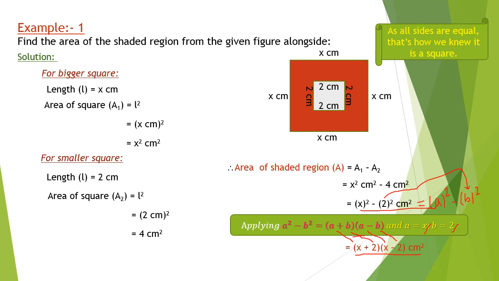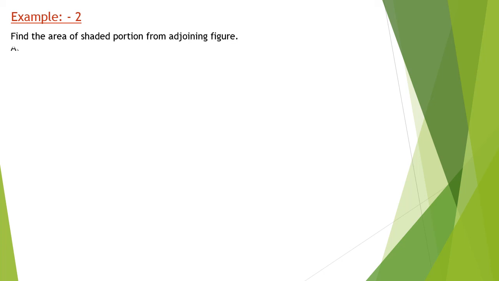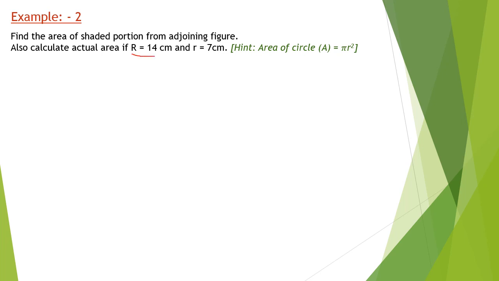Okay. Next, one more example video. Example 2. Find the area of the saddle portion from the adjoining figure, and also calculate the actual area, where the capital R is the radius, 14 cm, and small r is 7 cm. Now the hint is given as the area of a circle is pi r square. A hint may not be given on examination.